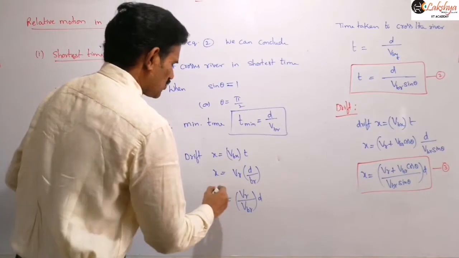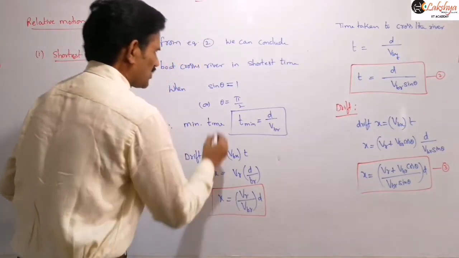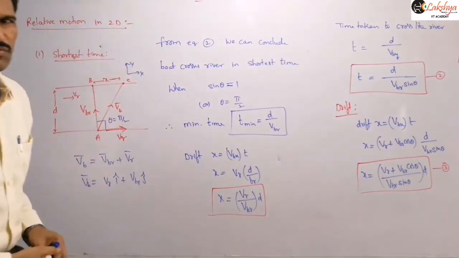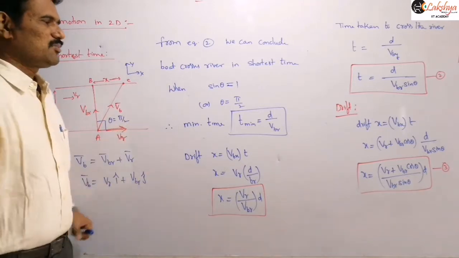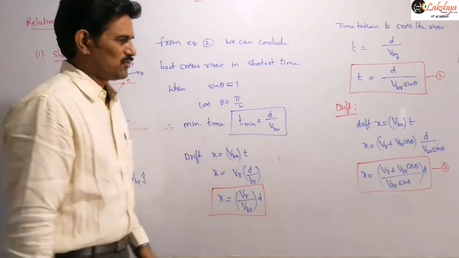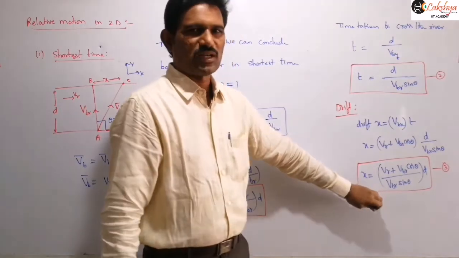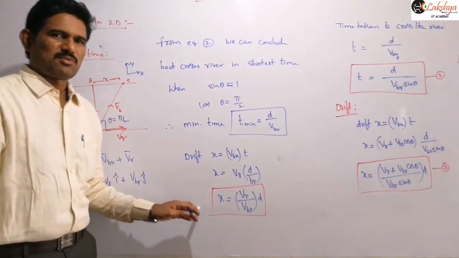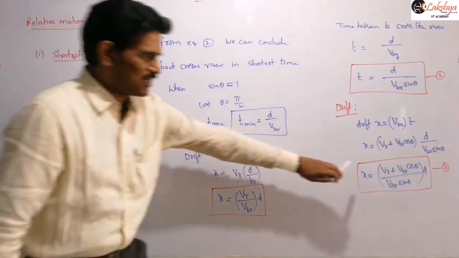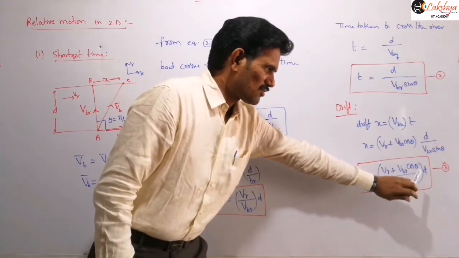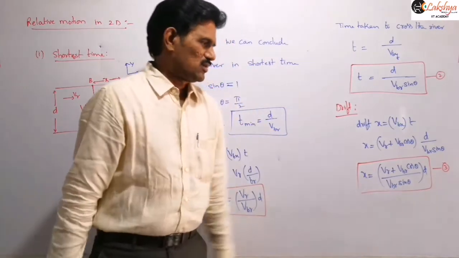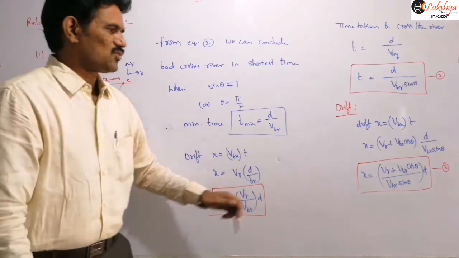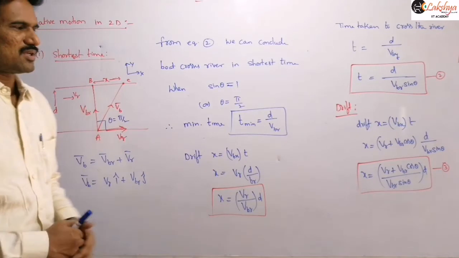In that general expression also, now we can substitute our theta what we concluded here. Here we concluded the t value will be minimum when theta is equal to pi by 2. You can substitute that value here in this general expression. You will get the drift in this minimum time case also. That means VBR plus this cos 90 will get this term as 0, and sin 90 will get 1. So that is nothing but VR by VBR into D. So from that expression also you can get it here.